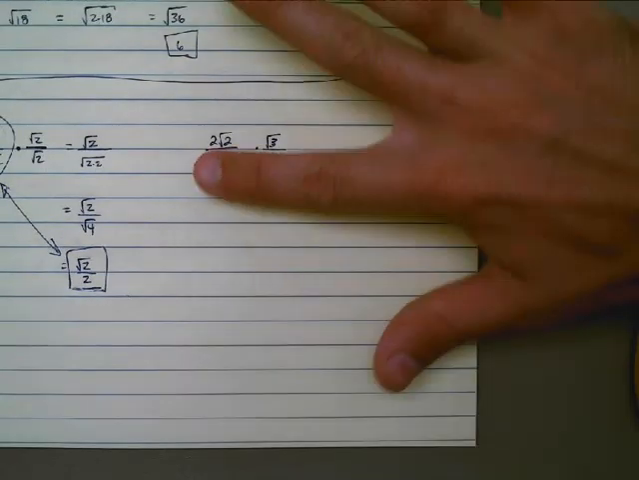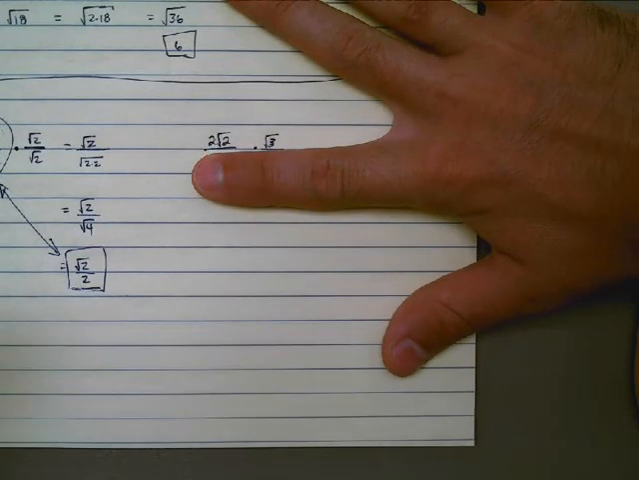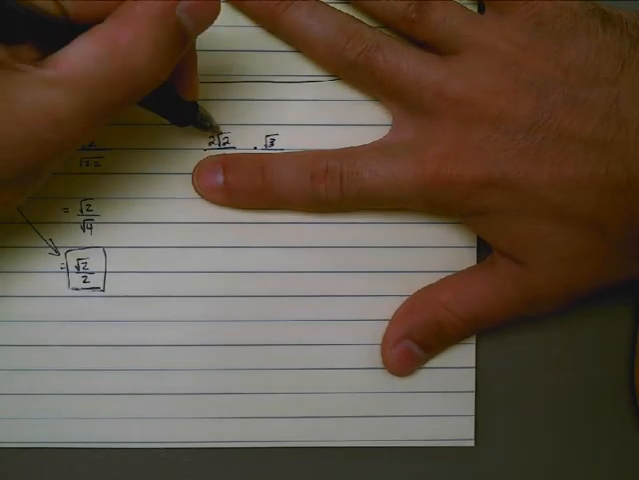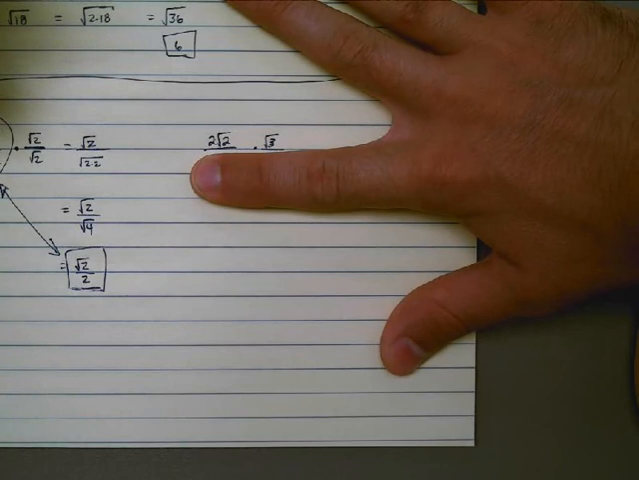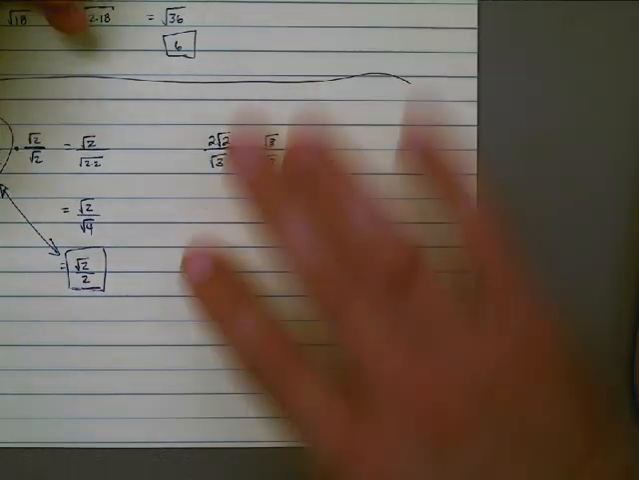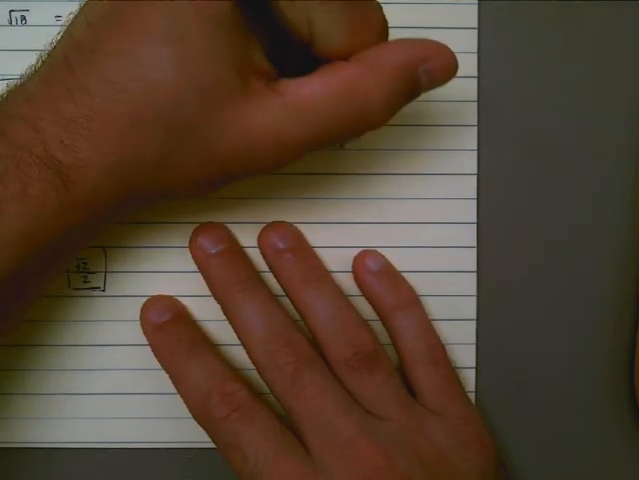Now if I take the numerators and I multiply them together, I have 2, and then I have the square root of 2 times the square root of 3, which is the square root of 6. And it turns out that that doesn't simplify at all. So I really have 2 square roots of 6.